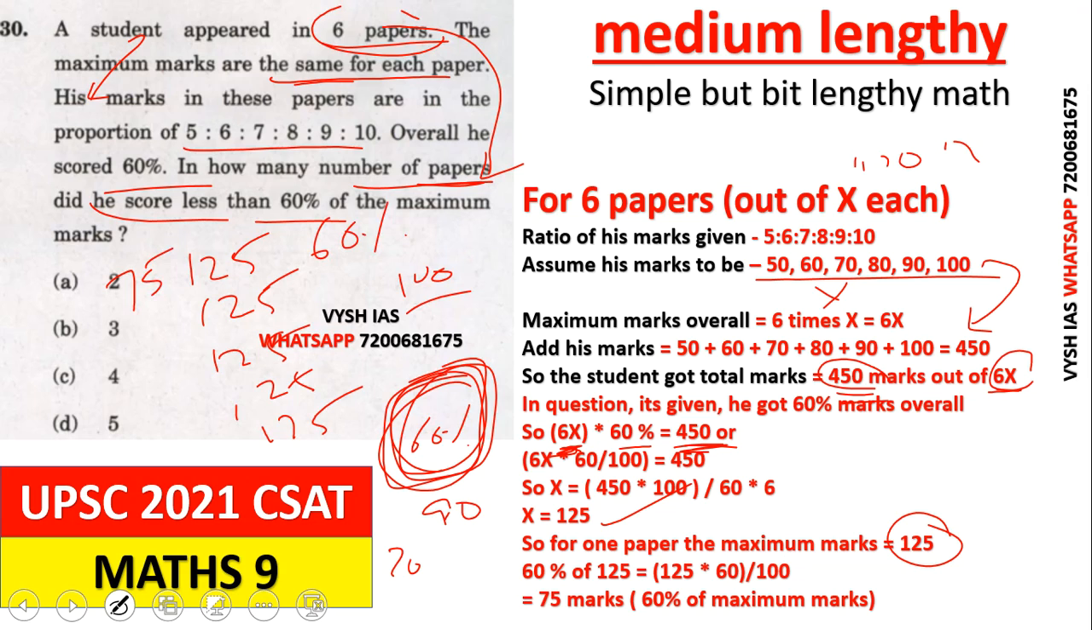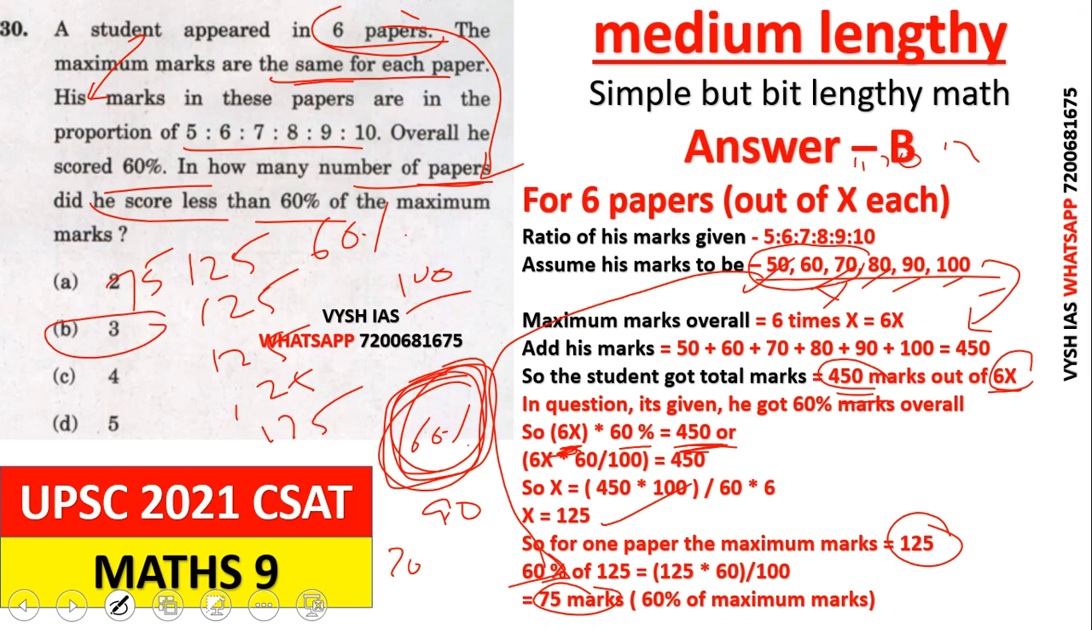How many papers? So we have already assumed 50, 60, 70, 80, 90, 100. And we know 75 marks is 60%. So here 3 marks are less than 75. Less than 75 marks is equal to less than 60%. So here the answer is 3.